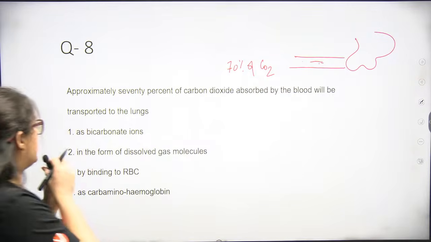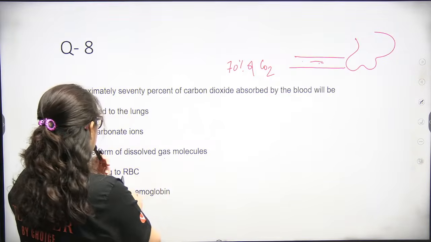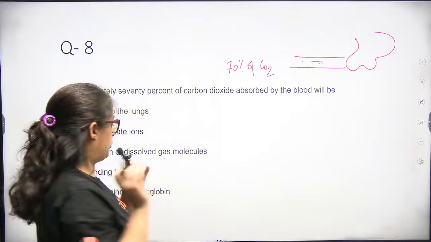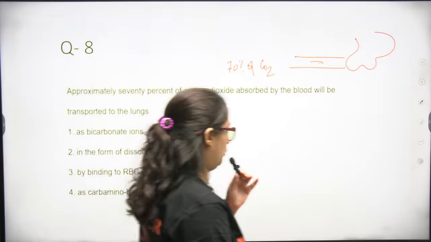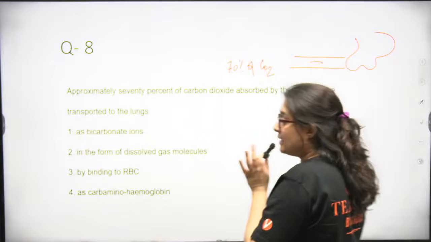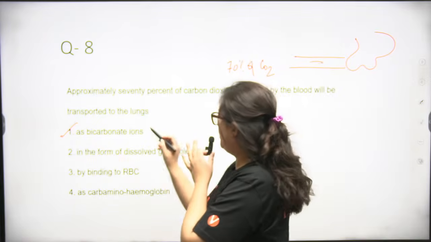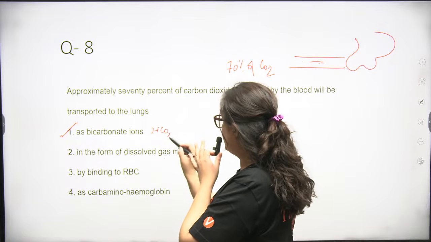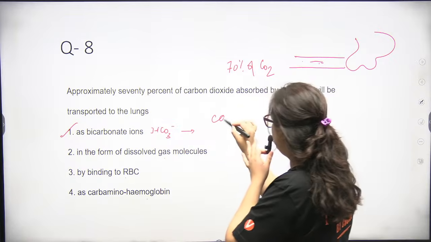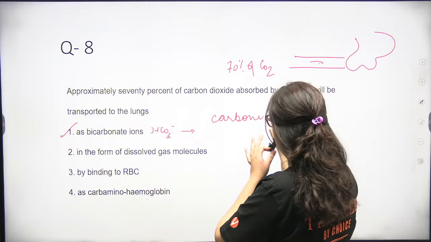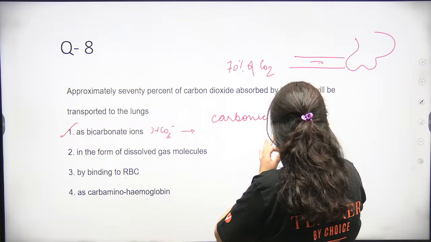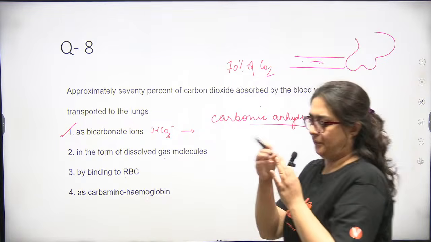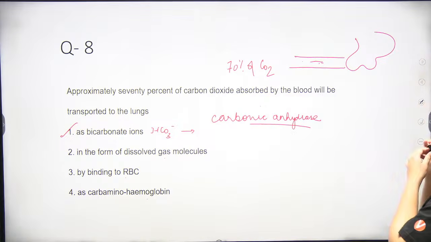As bicarbonate ion, in the form of dissolved gas molecule, or binding to RBC forming carbaminohemoglobin. Maximum transport is as bicarbonate ion, HCO3 minus, with the help of conversion back to CO2 with the help of an enzyme, carbonic anhydrase.